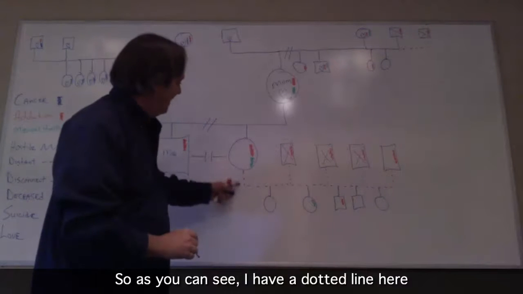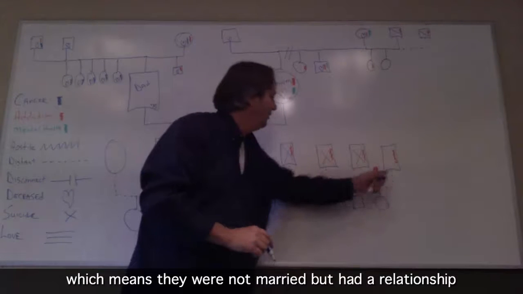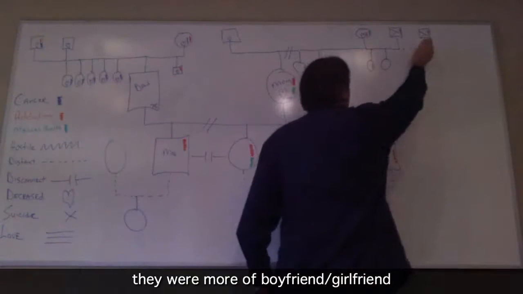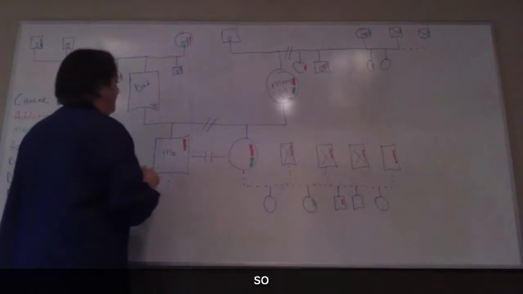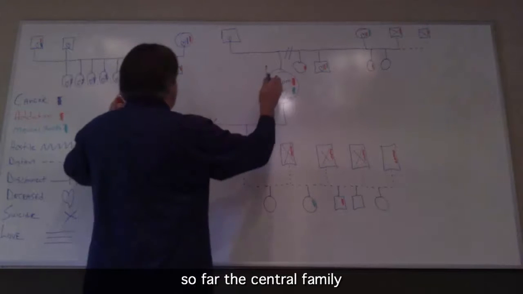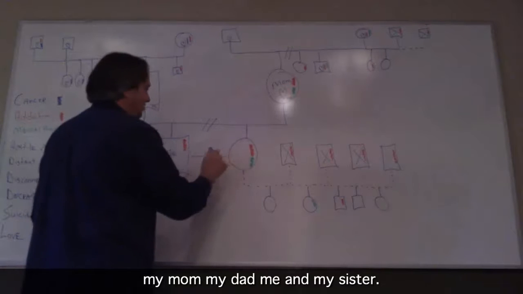So as you can see, I have a dotted line here, which means they were never fully married, but they had a relationship. They were more of boyfriend and girlfriends. My sister was never married. And so far, this is the central family, my mom, my dad, me and my sister.